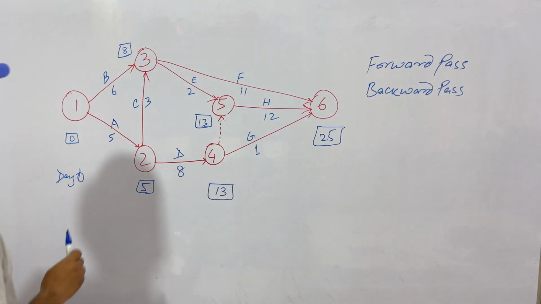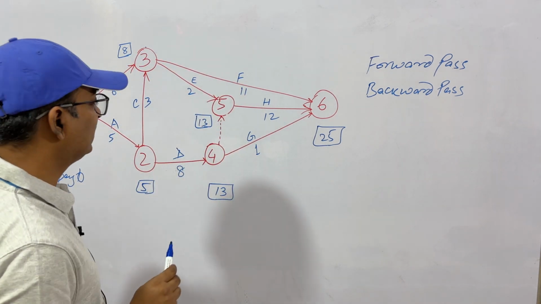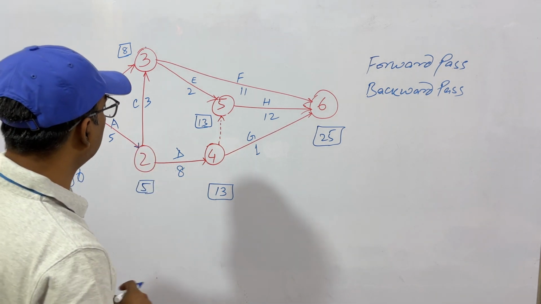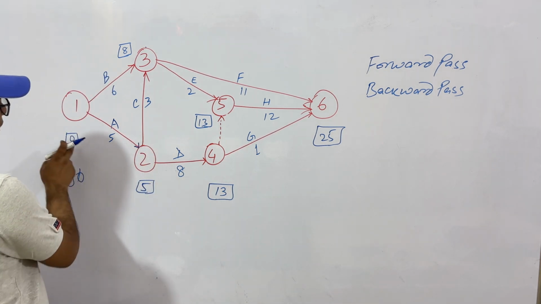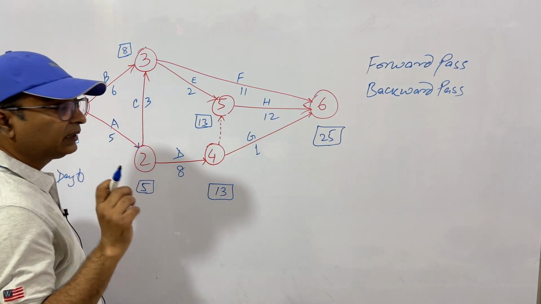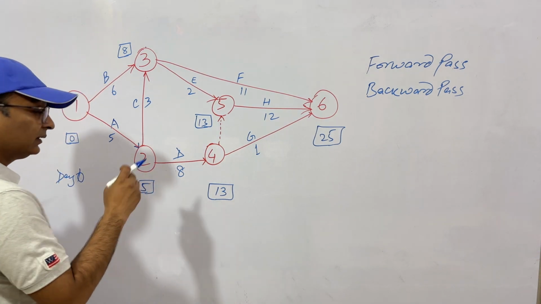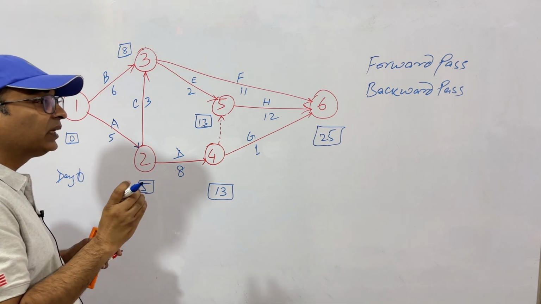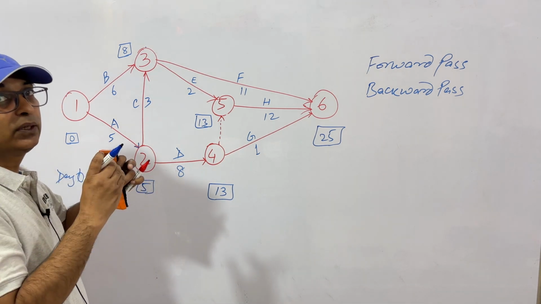Now in forward pass, how do we define critical activities? What are critical activities and what are non-critical activities? See, the basic definition of critical activity is, as I told you, that the start and end date should be fixed. That is, the duration and start and end of date should be equal.